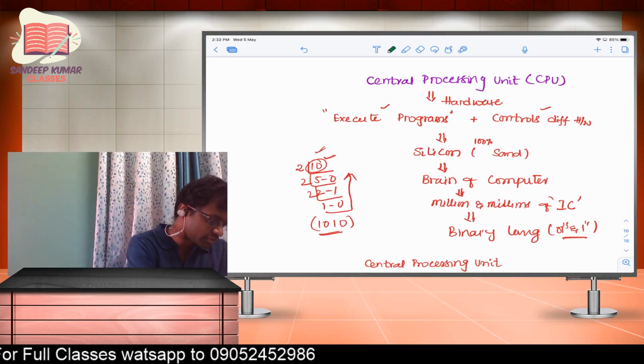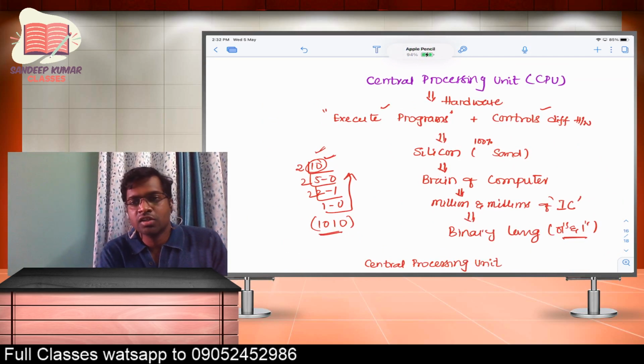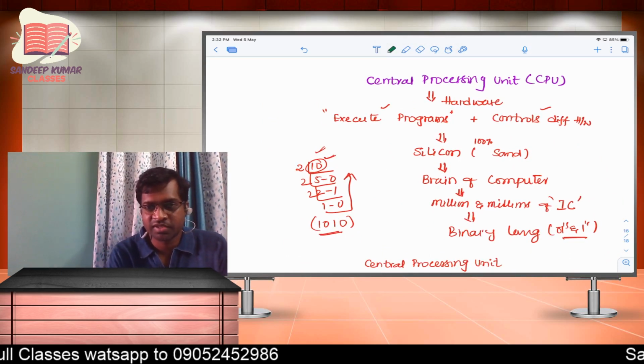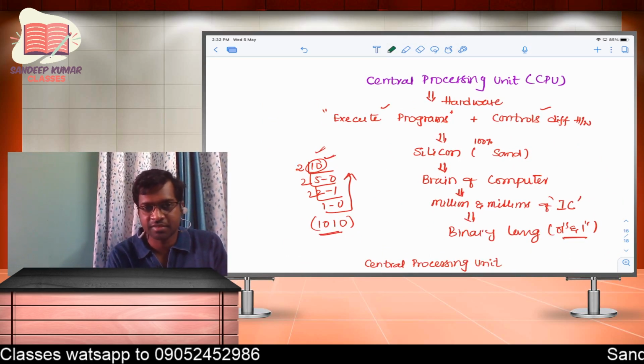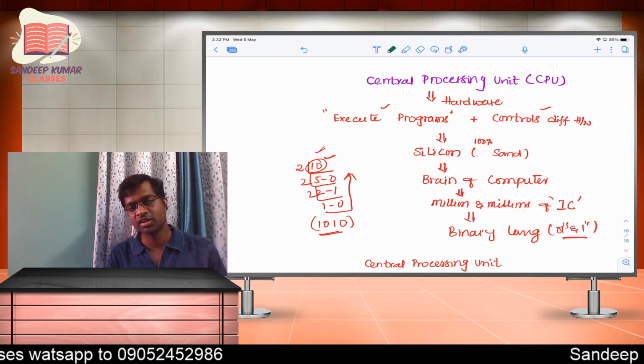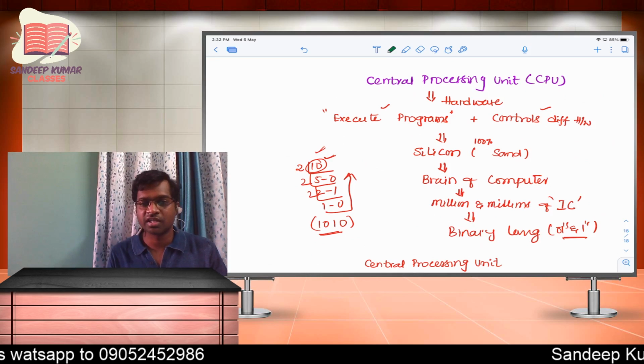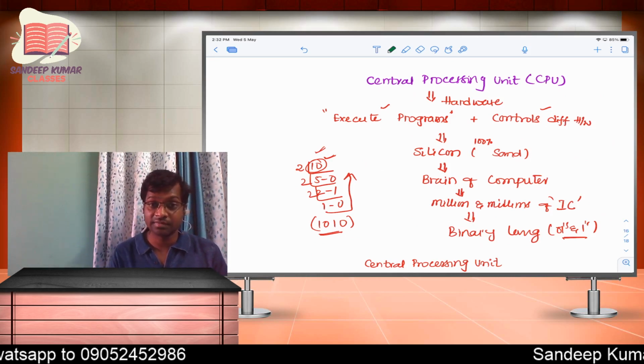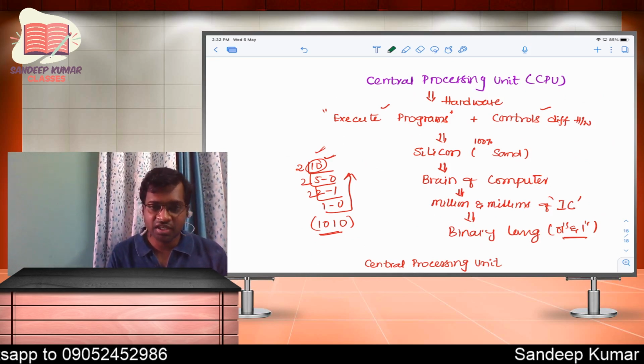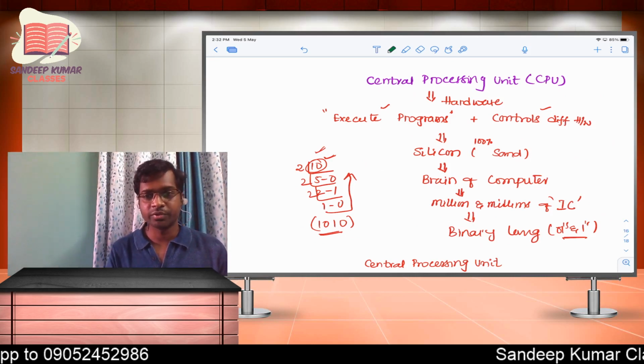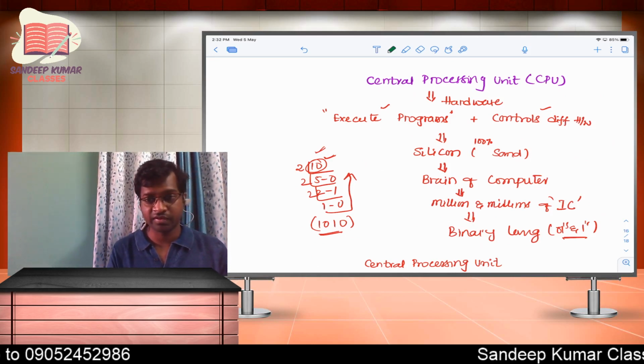Now let us revise what we have studied. We studied the central processing unit. What is the central processing unit? It's nothing but hardware. It executes programs and also controls different hardware units. The material we use is silicon. What is silicon? It is nothing but 100% pure sand. This processor is also called the brain of the computer, and it consists of billions and billions of integrated circuits.